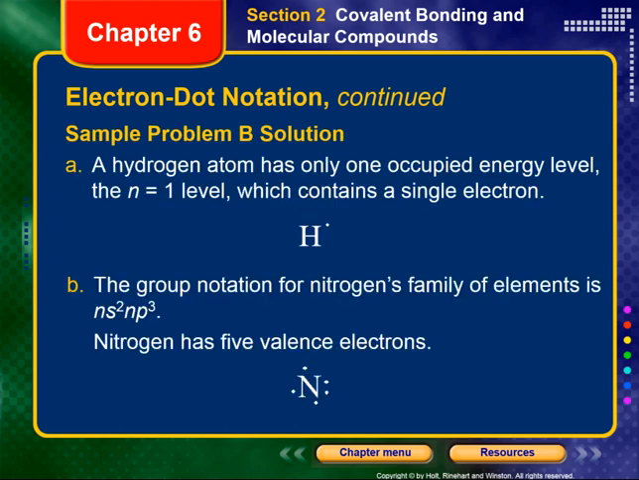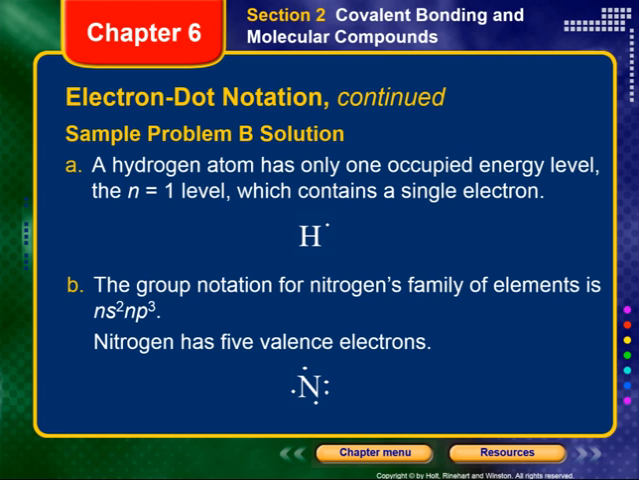So hydrogen, we know, is in group 1 and only has 1 valence electron. We also know that its symbol is H, so we draw an H with 1 electron around it, represented by a dot. Nitrogen, however, is in group 15. It has 5 valence electrons. So around its symbol of N, we have to place 5 valence electrons.